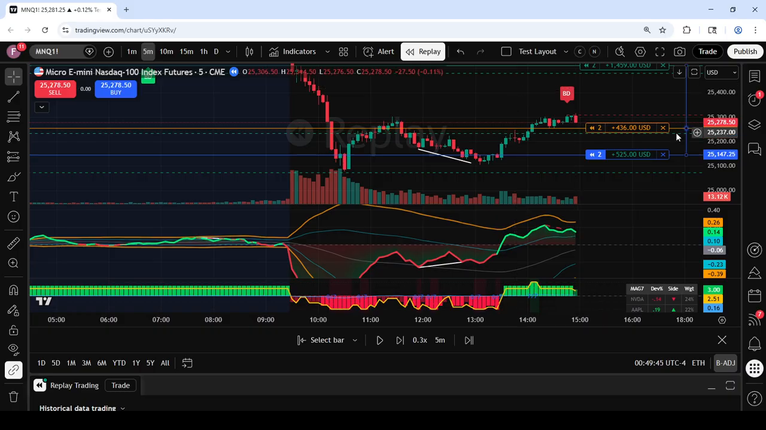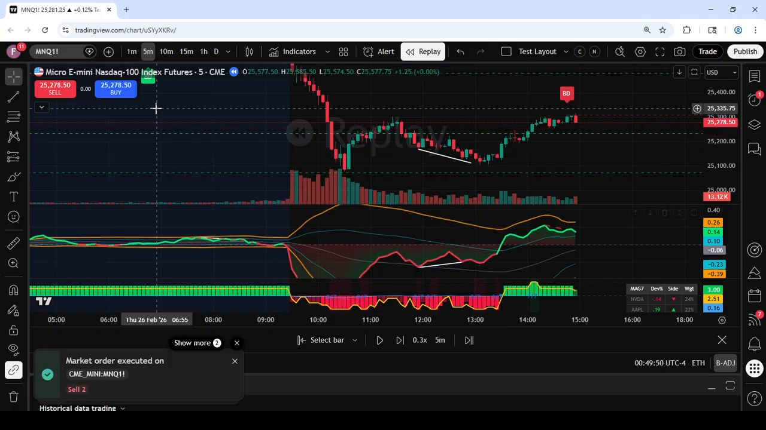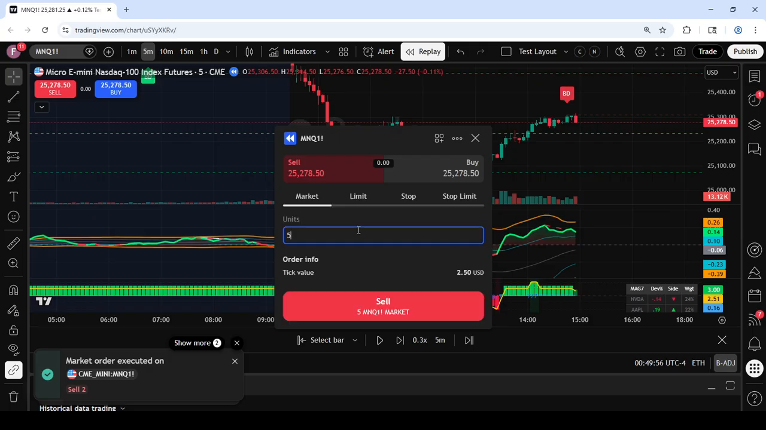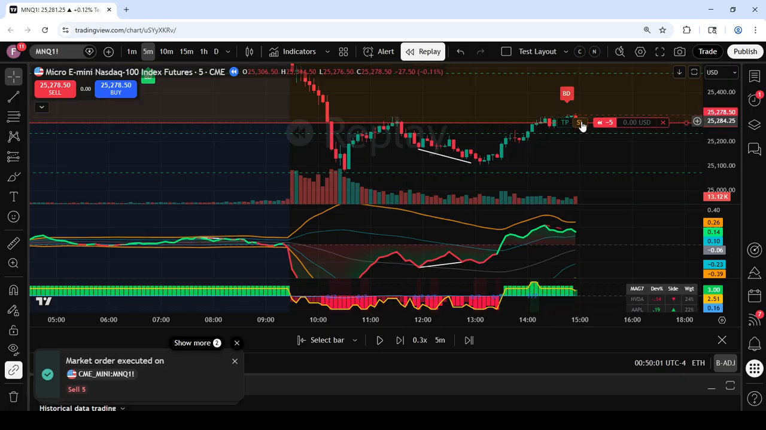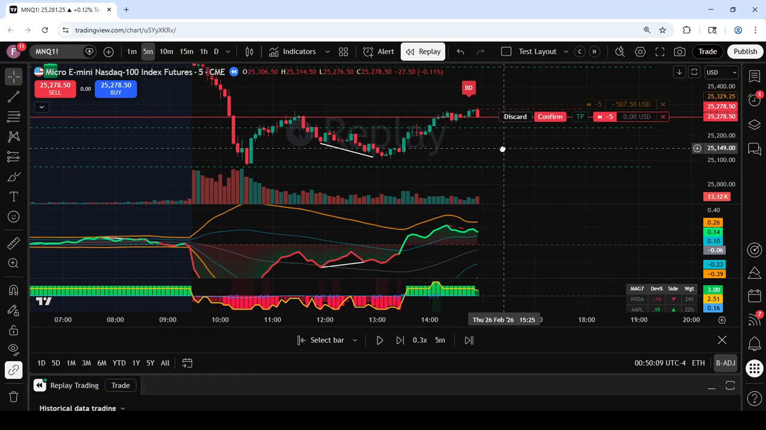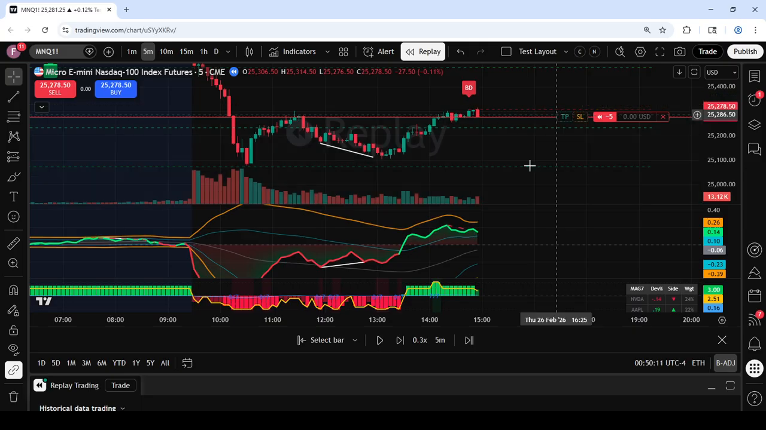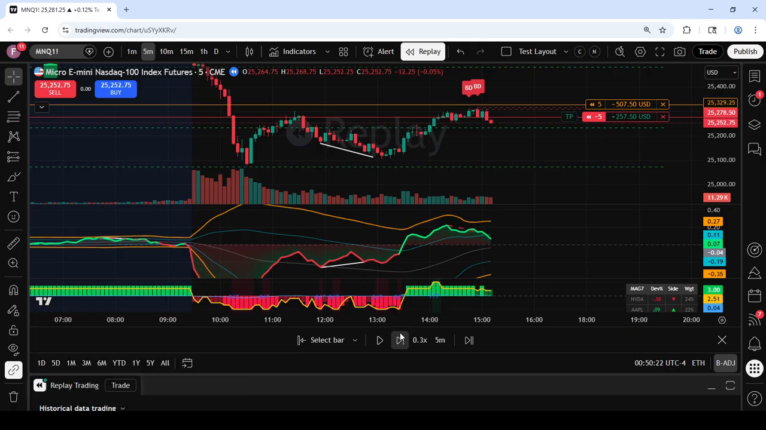No, I didn't like that. Okay. So we are going to close out this position. And then we are going to sell 5. Okay. Stop loss right up here. Enter. Another bear divergence. Another. It's pretty strong.